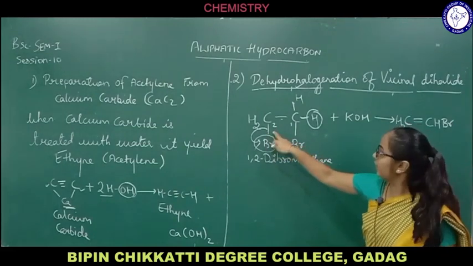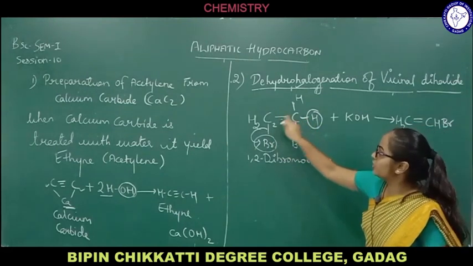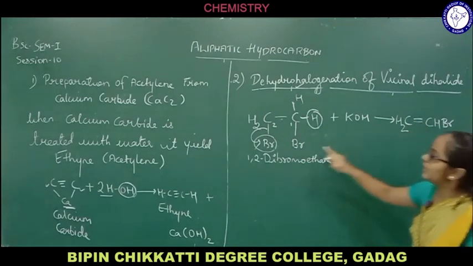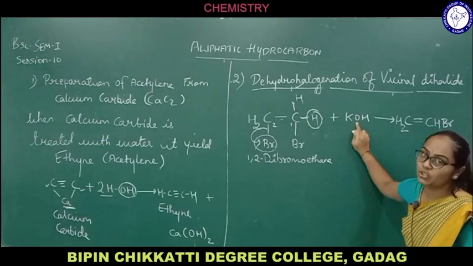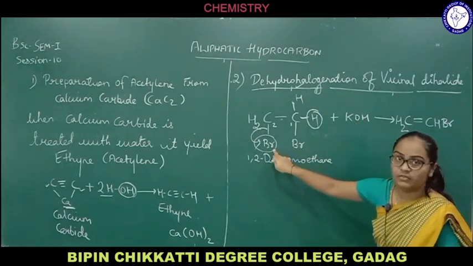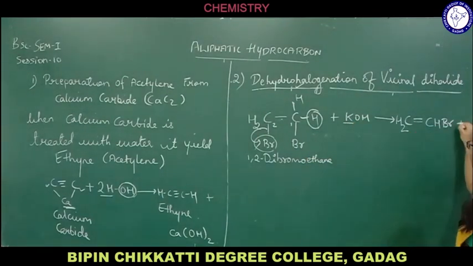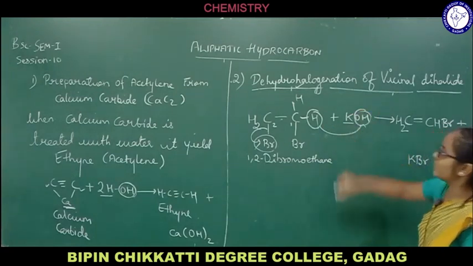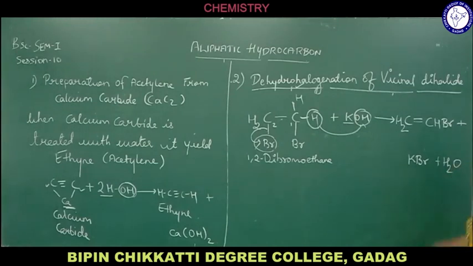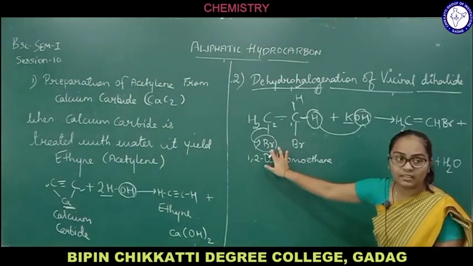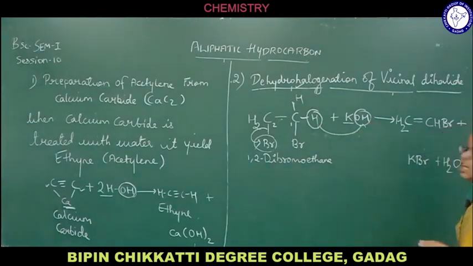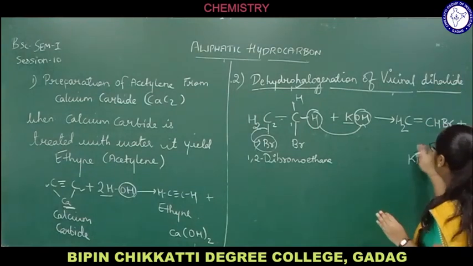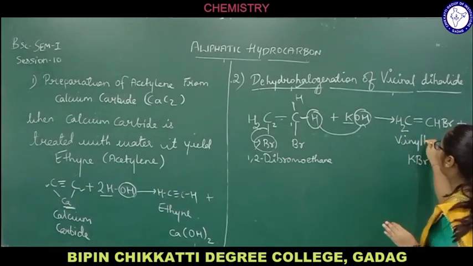That is the mechanism part. The hydrogen won't take the bond along with it, so the bond will shift over here to form a double bond. Now the halogen and the hydrogen removed from the vicinal dihalide, where will they go? They will combine with the potassium hydroxide, right? This bromine atom will combine with the potassium to form potassium bromide, whereas this hydrogen will combine with the hydroxyl to form water. So here, children, the bromine ion gets attached with the potassium, and the hydrogen atom attaches with the hydroxyl to form water. The product formed here is named vinyl bromide.